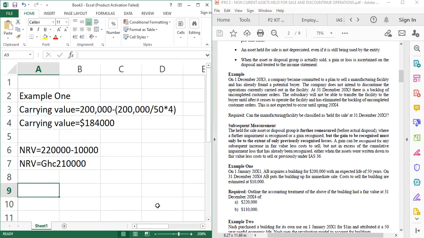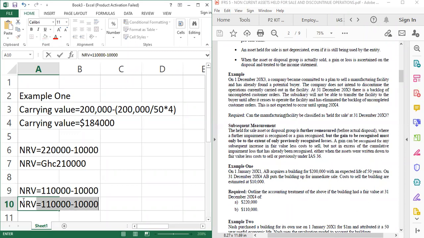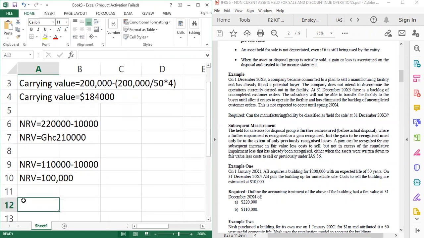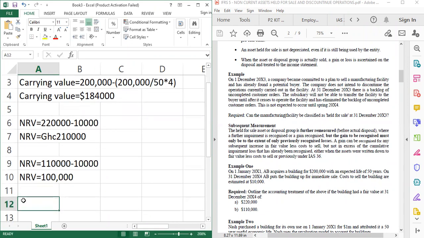Let's come to the second part. What will be our net realizable value? 110. It will be 110, minus the 10,000. And that will give us 100,000. The carrying value will still be the same, isn't it? Yes. So which value are we going to classify this at? The 100,000.